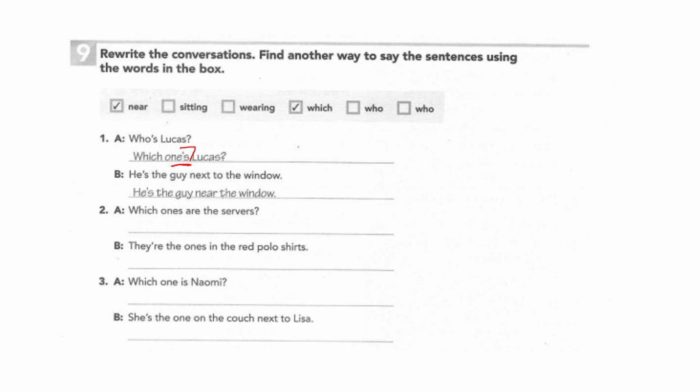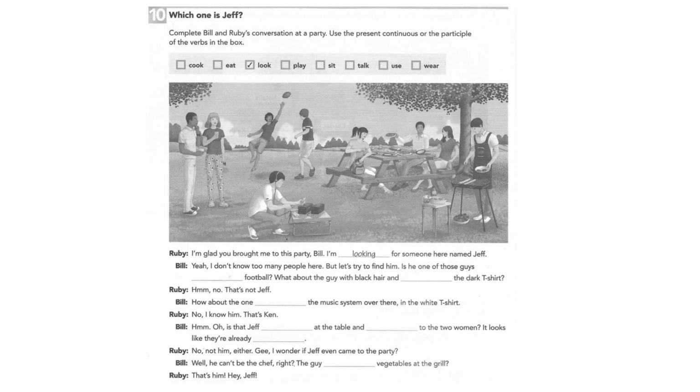He's the one next to the window. He's the guy near the window. Next to and near are practically the same. So you're going to do the same thing with the others using the words in the box, the one that you think is the closer one to the question.